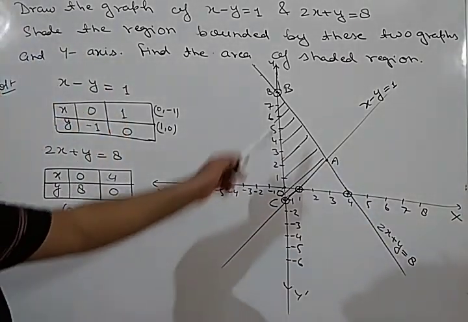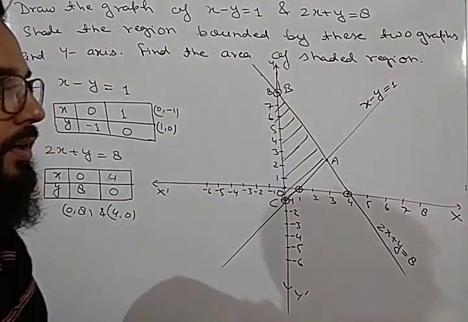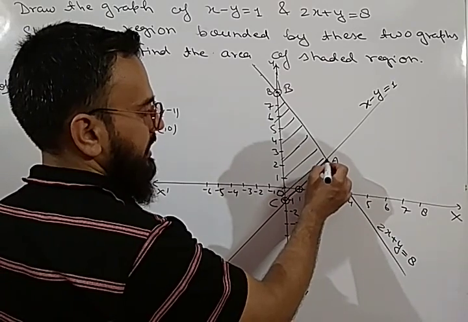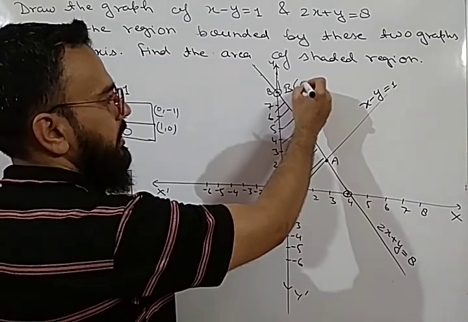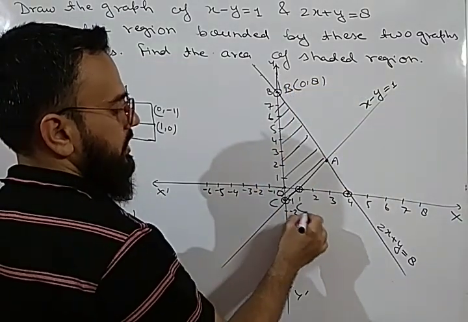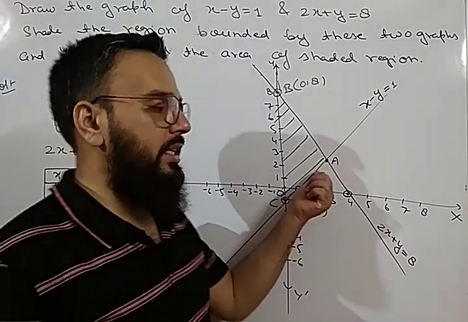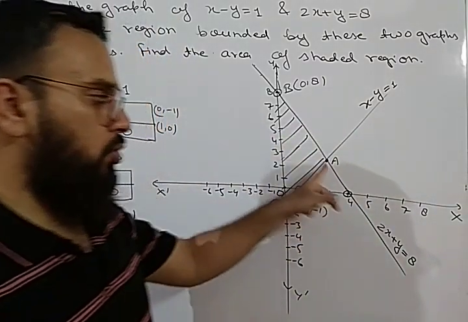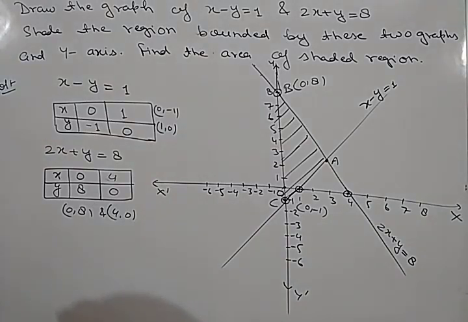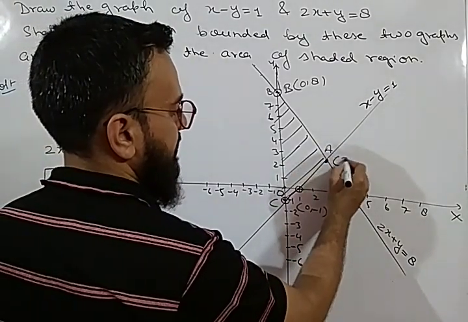Now we have to find the area of this particular region. It is again forming a triangle ABC. When you plot the graph exactly on the graph paper, you will get the coordinates of point A. You already know the coordinate of point B, it is 0, 8, and the coordinate of point C is 0, -1. You will get the exact coordinate of point A from the graph paper. It will be the point of intersection of both the lines. I think this point should be 3, 2. When you plot it on the graph paper, this point will be 3, 2.